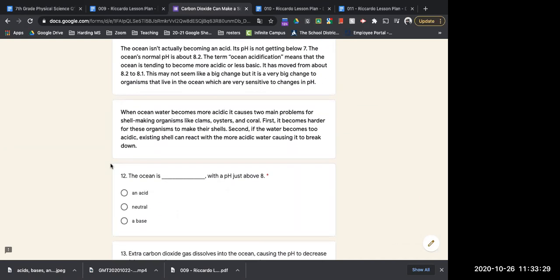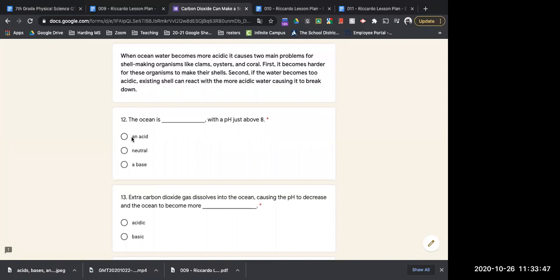When ocean water becomes more acidic, it causes two main problems for shell-making organisms like clams, oysters, and coral. First, it becomes harder for these organisms to make their shells. Second, if the water becomes too acidic, existing shell can react with the more acidic water, causing it to break down. The ocean is a base with a pH just above 8.